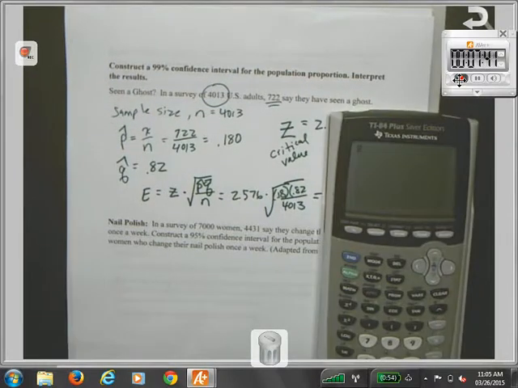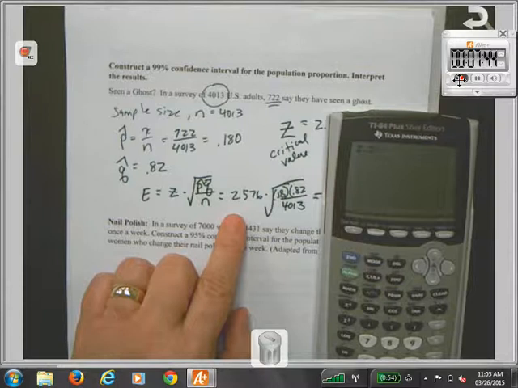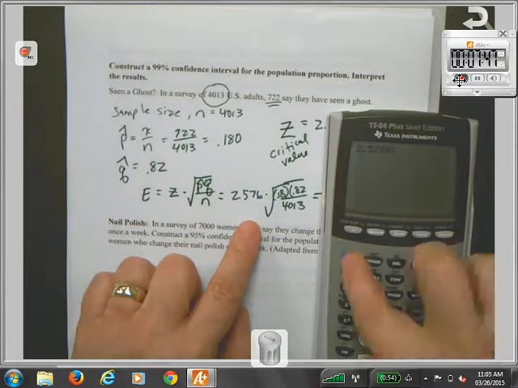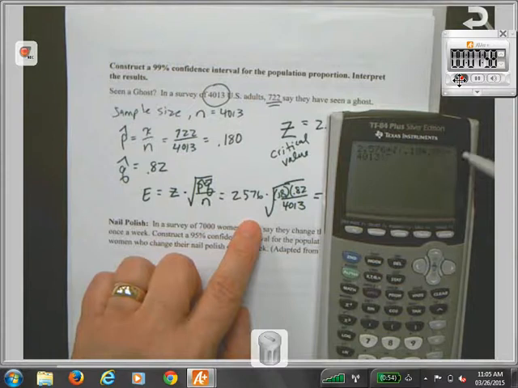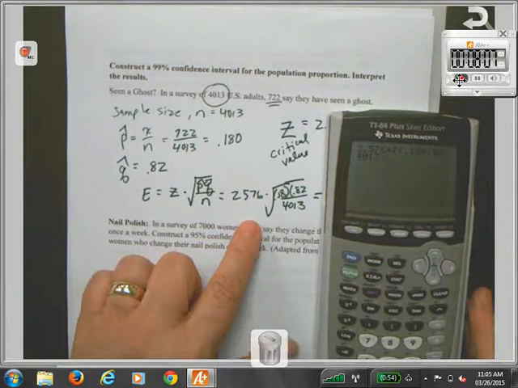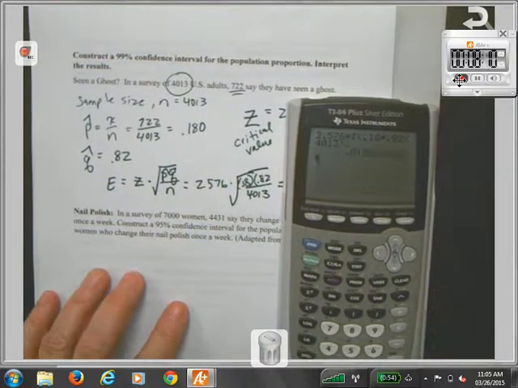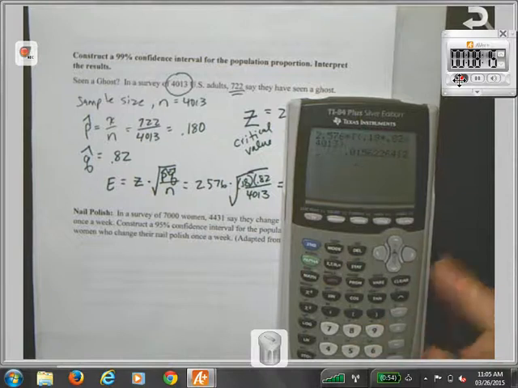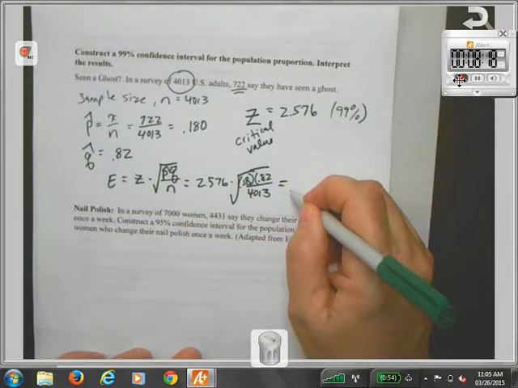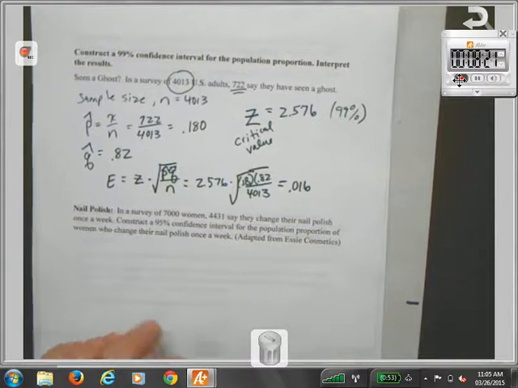You can put this all in your calculator at once. 2.576 times the square root of 0.18 times 0.82 divided by 4,013. Remember to close your parentheses after you put the whole fraction in there, not before, because that's the square root of everything that's in the parentheses for this kind of calculator. And that will be 0.016. 0.016 for the margin of error. So that's our E.